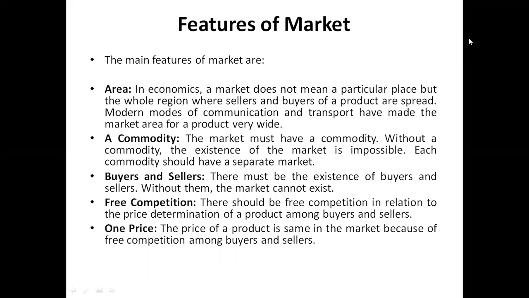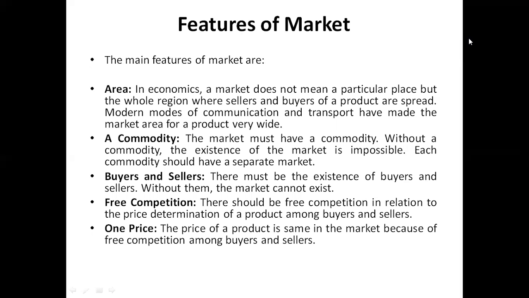The second is a commodity. So the term market means market for the single commodity. There may be different market for different commodities. The next is buyers and sellers. So there must be both buyers and sellers in a market. However, the number of buyers and sellers may be large or small depending upon many factors.